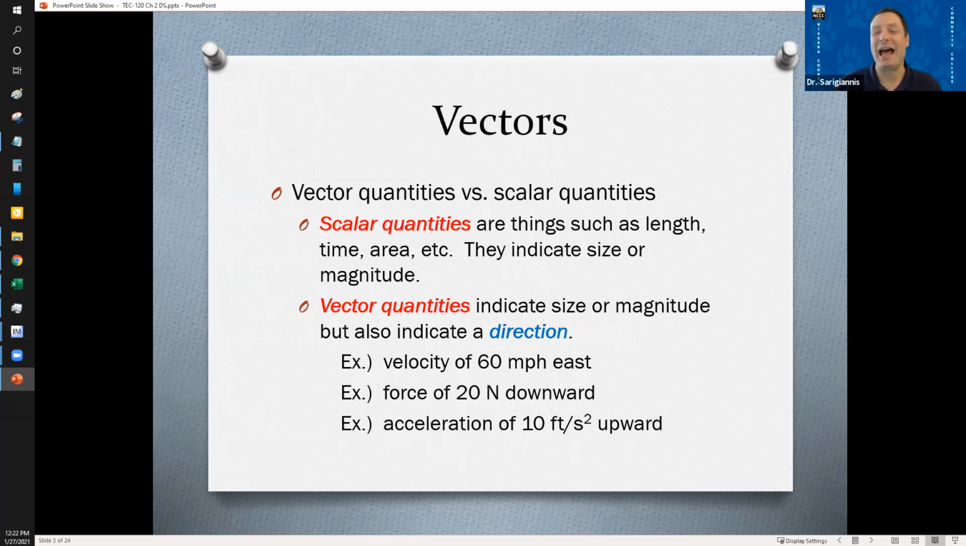Vector quantities, though, have magnitude and direction, right? Like velocity. Velocity of 60 miles an hour east. 20 newtons downward or 20 newtons upward. Acceleration, right? Depending on how you're defining what you're doing. 10 feet per second squared upward, right? Maybe you're launching a rocket. Acceleration of gravity is constant 9.8 meters per second squared down, right?